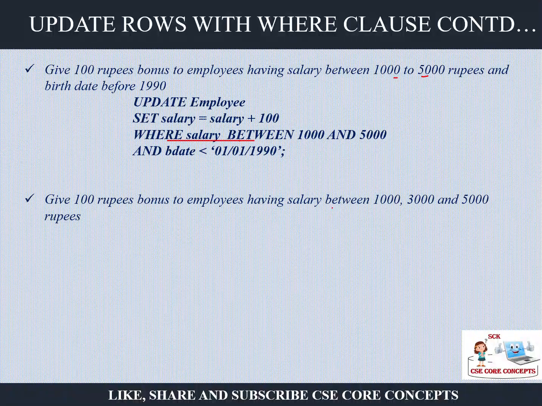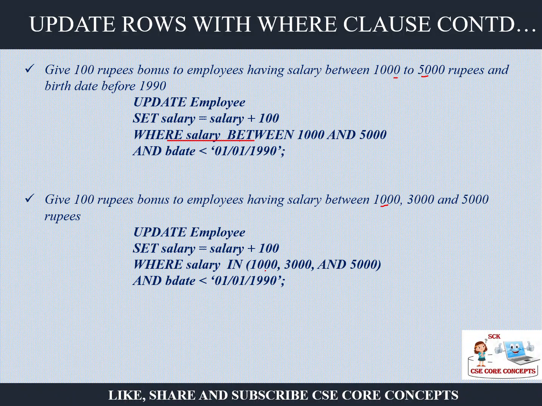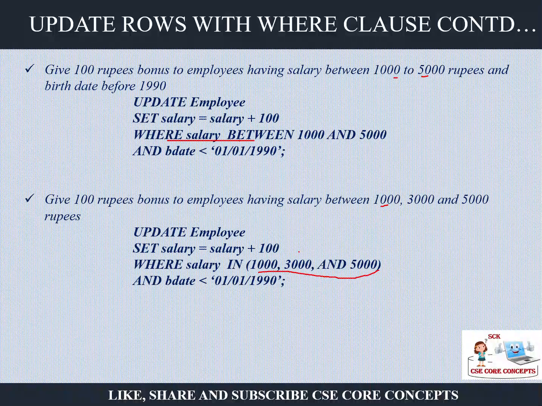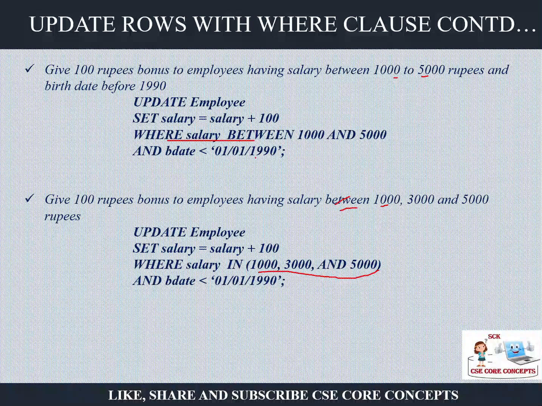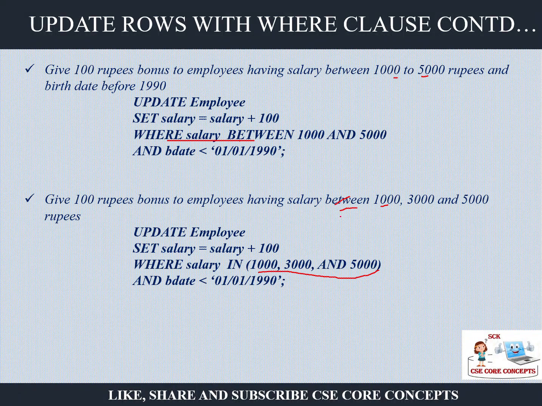Now you can have a salary in 1,000, 3,000 and 5,000. If the salary is 1,000 or 3,000 or 5,000, that means you are defining a range. I am writing between, that means in the salary range actually. Don't get confused that because I am writing between, you have to use the between clause. You don't have to use the between clause here. I am saying that if the salary is among 1,000, 3,000 and 5,000 rupees, that is the range. So in this range, you have to give the employee the bonus.